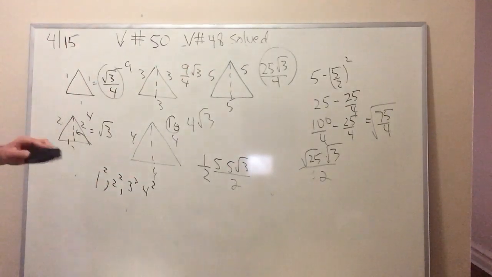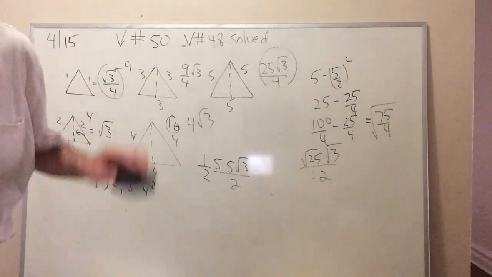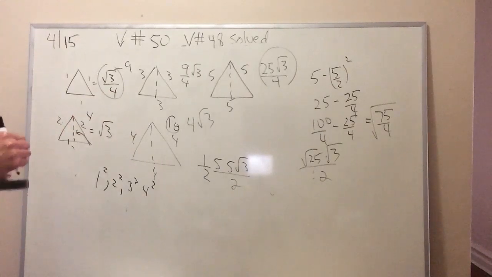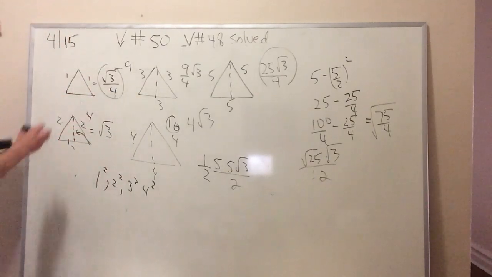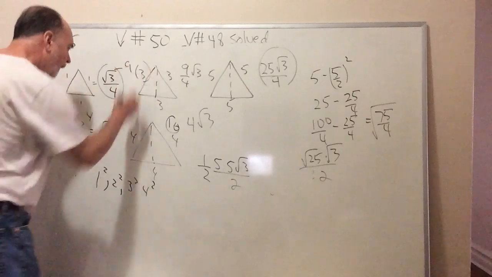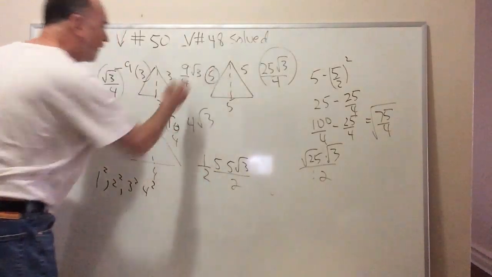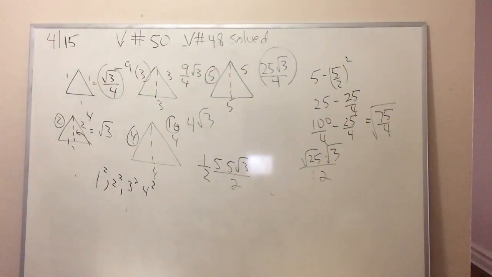So it turns out that when similarity is involved, the square of the scale factor gives you the answer. I'll say that one more time. The square of the scale factor, here it's 2, here it's 3, here it's 4, here it's 5, gives you the answer that you're looking for.